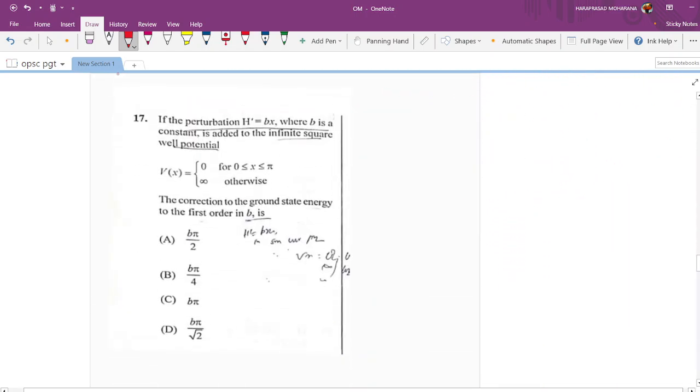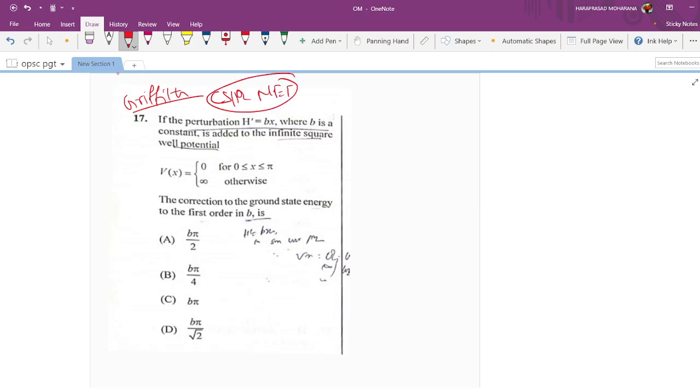The next question is on perturbation theory. In order to do this, I could give you a hint. This is a direct question from Griffiths, and it was also asked in a previous year's CSIR NET. You only have to find out the expectation value, the first order energy correction.